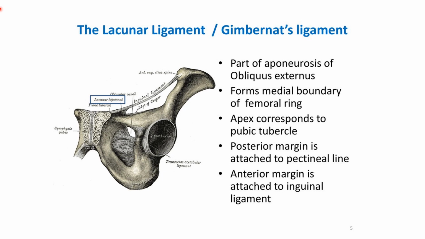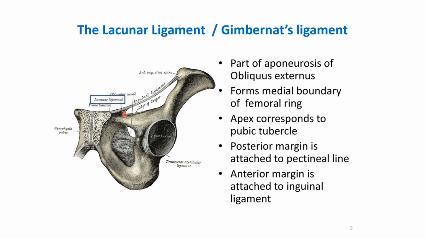So coming up with the first extension of the inguinal ligament, that is known as the lacunar ligament, also known as Gimbernard's ligament or the pectineal part of the inguinal ligament. It is a part of the aponeurosis of the external oblique muscle. Why is external oblique mentioned? Because the inguinal ligament is itself the modified part of the aponeurosis of the external oblique muscle.